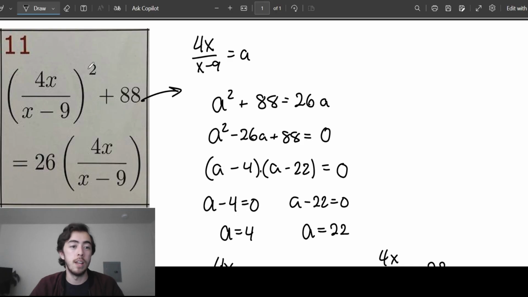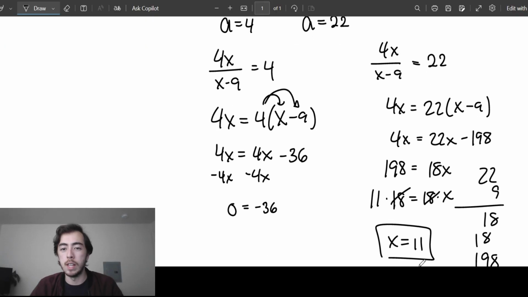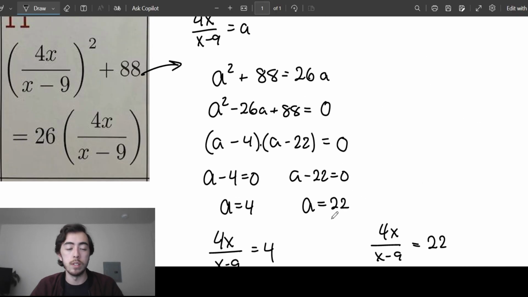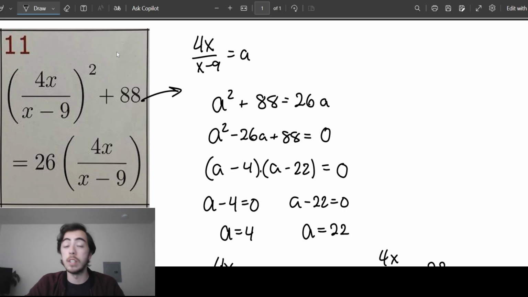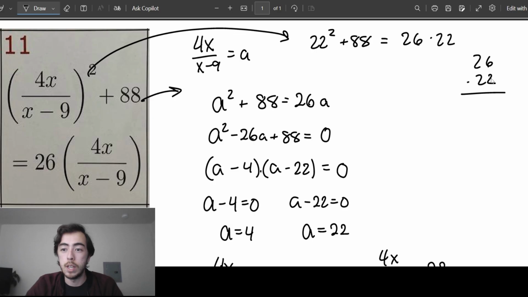So there is our one and only one solution. X is 11, and that will make this equation true. Just for kicks, let's see what happens. When x is 11, that made this fraction a value of 22. Let's see if it works. I want to see if 22 squared plus 88 really is the same thing as 26 times 22. Just looking at it, I'm not entirely sure. We could double check by running through the multiplication.